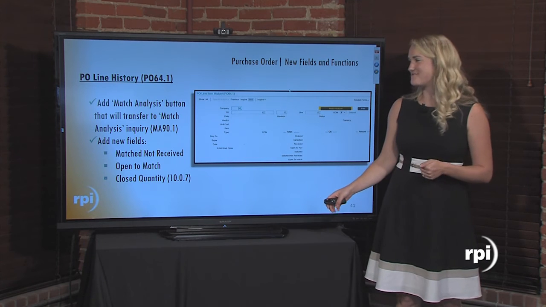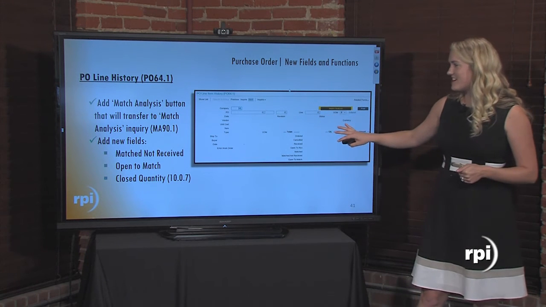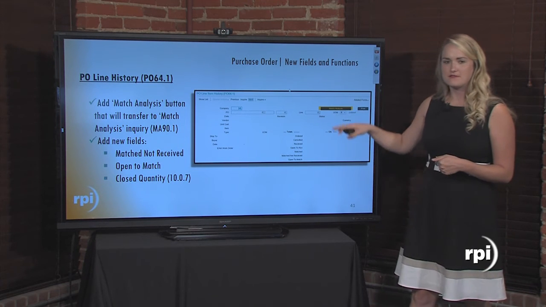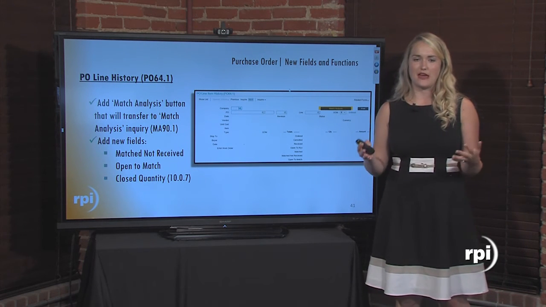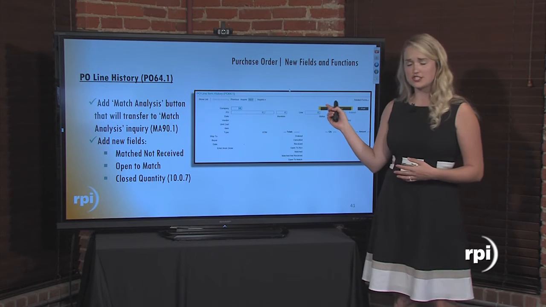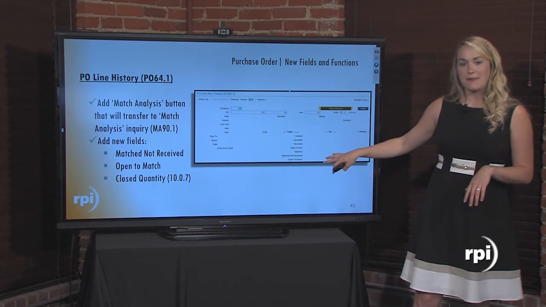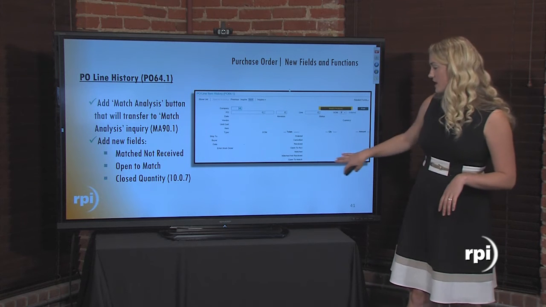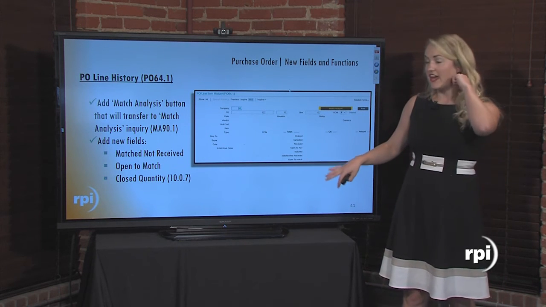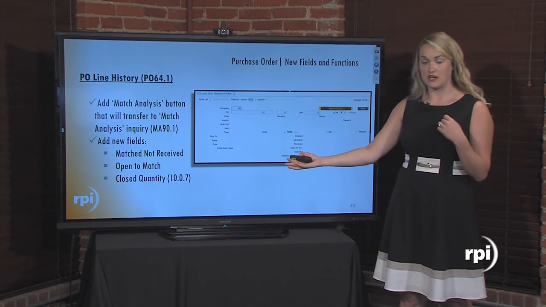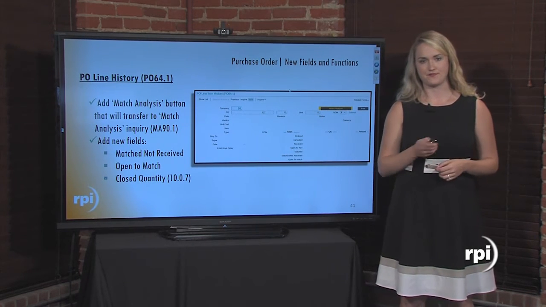All right, PO64. Here's a screenshot of the new PO64. We've got match analysis at the top over here. That's going to transfer you to MA90 if you want to from that point. They've also added a couple new fields at the bottom. Match not received and open to match, you'll see right here. Those are new fields that have been added. And this isn't a 10.0.7 screenshot, but they've also added a closed quantity to the screen as well.